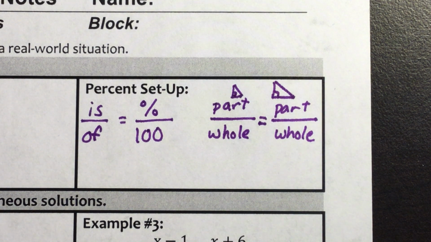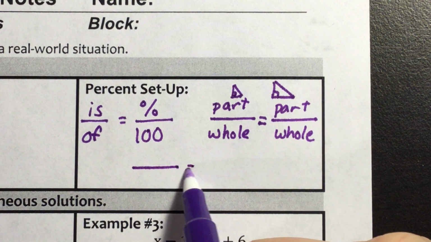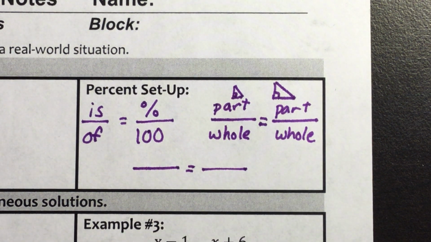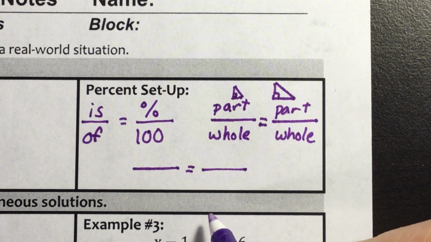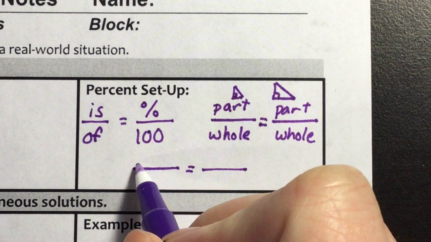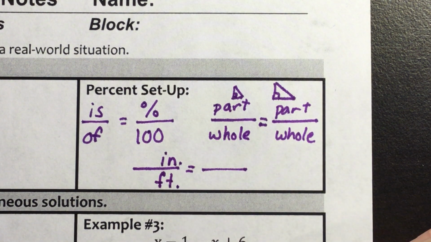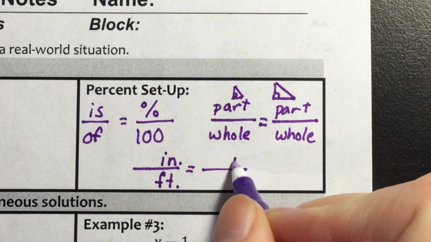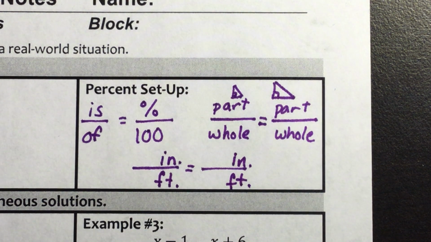Okay, one other setup that you might come across is labeling. Okay, so this is like when you're trying to turn inches into feet or anything like that. So you're going to have two different fractions which represent two different scenarios. In one scenario, you're going to have a number of inches compared to a number of feet. And then in the second scenario, you're going to have a number of inches compared to a number of feet. Now those can be any labels that you really want them to be.